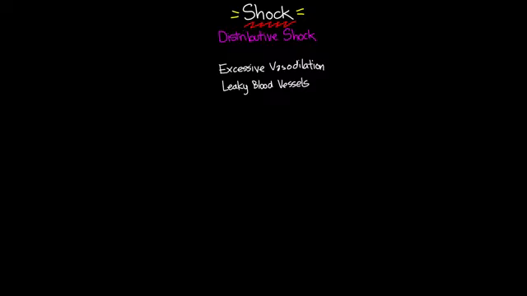Again, for the three types of distributive shock that we're going to talk about, they all achieve this, as well as other things, through different processes. But these two things, that excessive vasodilation and the leaky blood vessels, are what's going to contribute to that shock state. All right, with that said, let's move on to the first type of distributive shock that we are going to talk about, and that is anaphylactic shock.